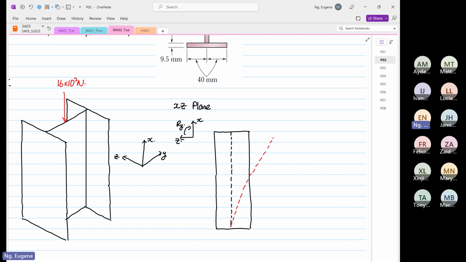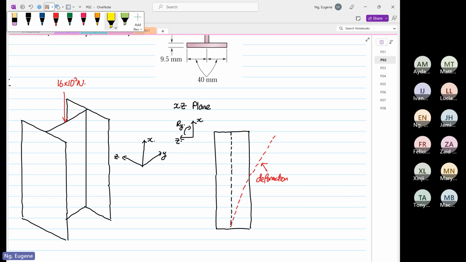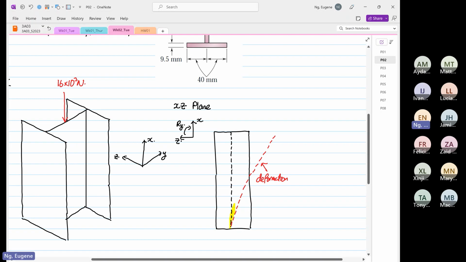So this is the deformation. And the deformation is about the what? The y-axis, or so-called this rotation over here, right? You can see a rotation. I'll highlight a rotation down here. It's rotating about the y-axis.